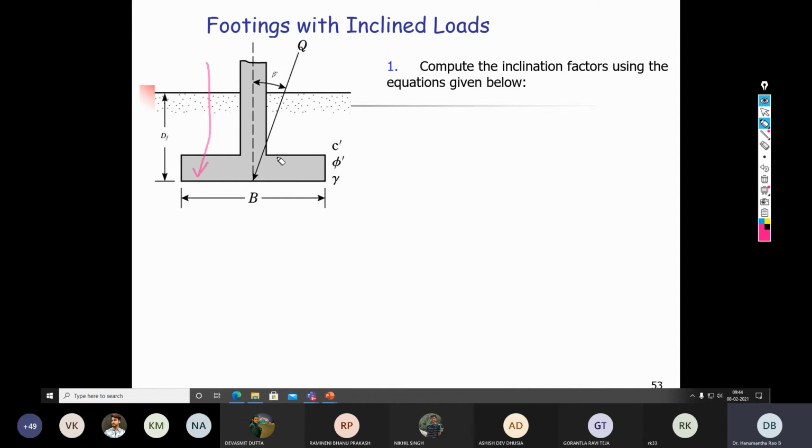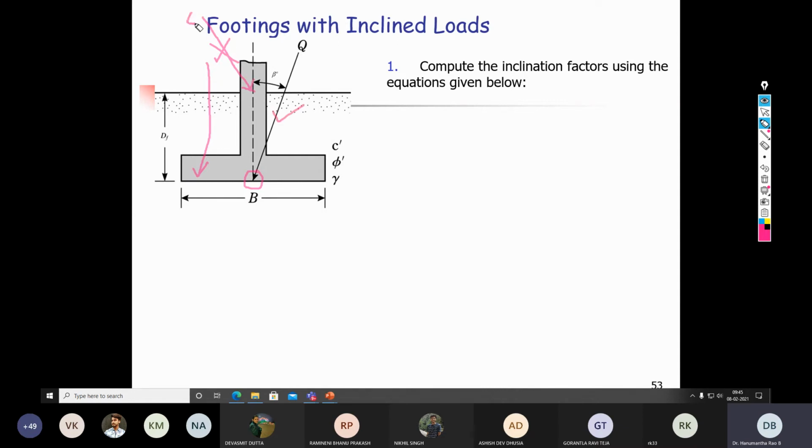Now here in this case, one of the general mistakes made by most students is where the bottommost tip of this arrow of the inclined load should be. Remember that this always must be at the bottommost of the footing. Often it is represented with the arrow at this location. So this is wrong. This doesn't fall under the category of footing with inclined load. Only this is right.